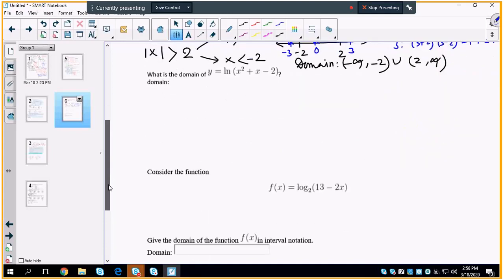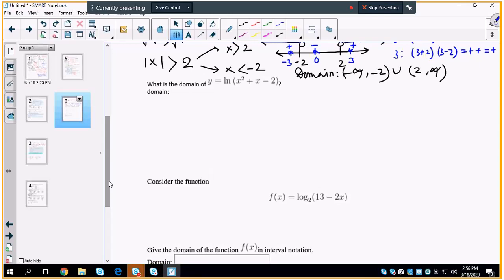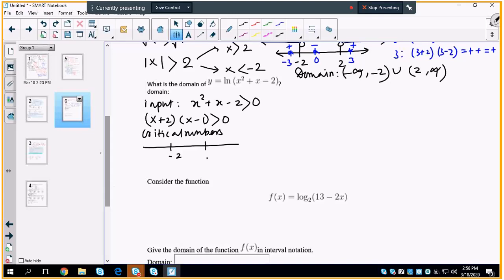Then I'm finding the domain for natural log of x squared plus x minus 2. Well, the input for this logarithmic function, x squared plus x minus 2, must be greater than 0. Factor. x plus 2 times x minus 1 must be greater than 0. The critical numbers are negative 2 and positive 1. I will not take them because of the strict inequality. And then I will talk about testing points. So let's say negative 3, 0 is good here, and I can take 2.